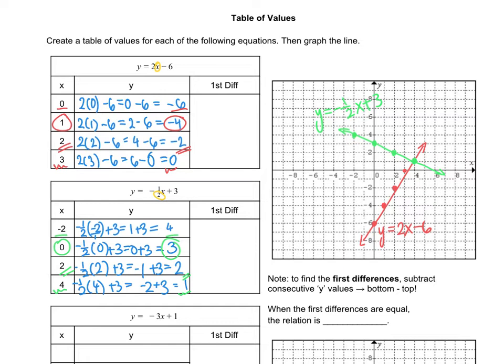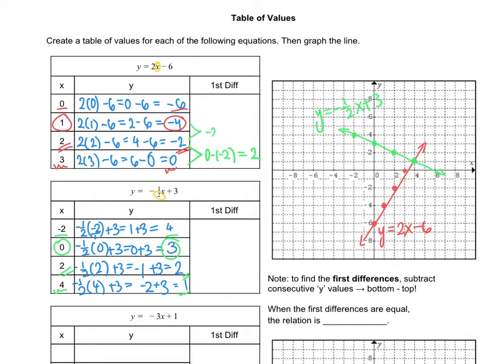Now, let's bring those first differences in to finish those tables before we go to the next two. Your first differences are found by subtracting consecutive y values, and you're always going to go from the bottom to the top, okay? So I'm going to go to my y values. I'm going to start at the bottom, and I'm going to pair up the y's. So 0 subtract -2. The double negative actually turns it into addition, so 0 plus 2 is 2.